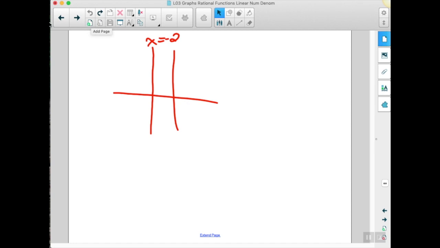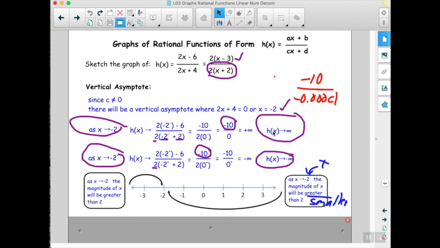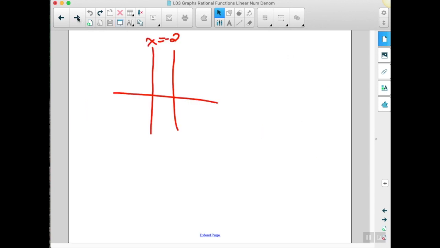And we'll just come back here just so that we can see what we said. When we approach -2 from the left, we go to positive infinity. When we approach -2 from the right, we go to negative infinity. So coming back over here, I'm approaching from the left, we should be going to positive infinity. Approaching from the right, we should be going to negative infinity. So that's what that part of our graph would look like.